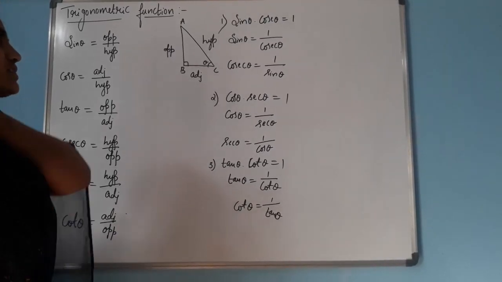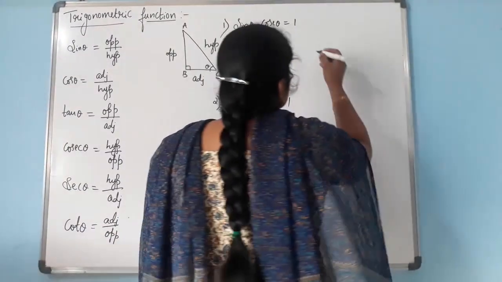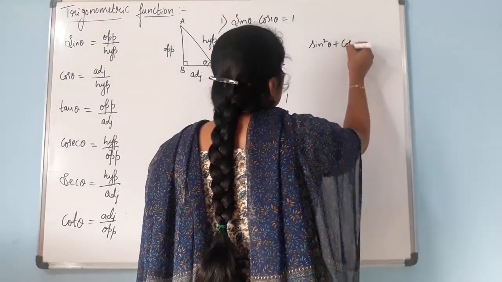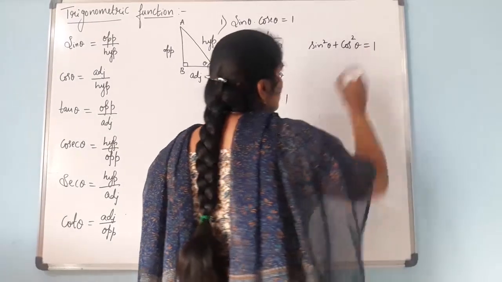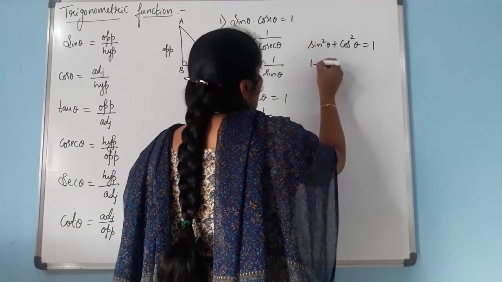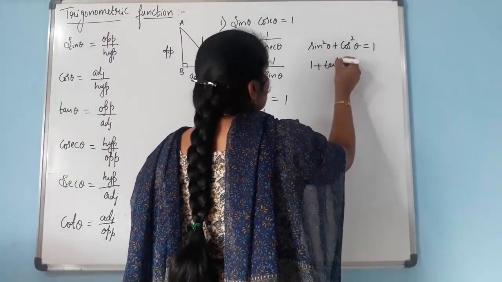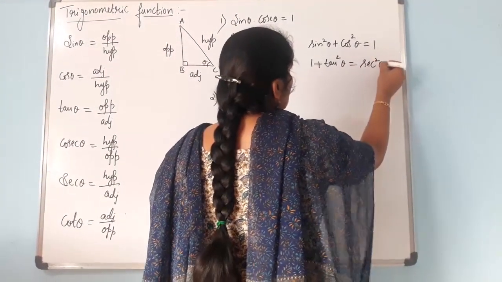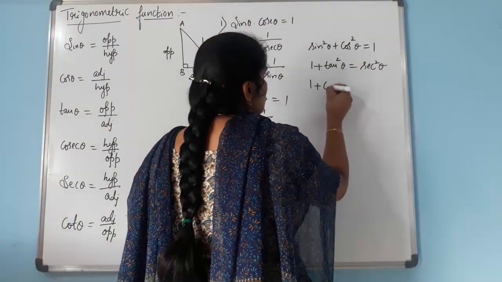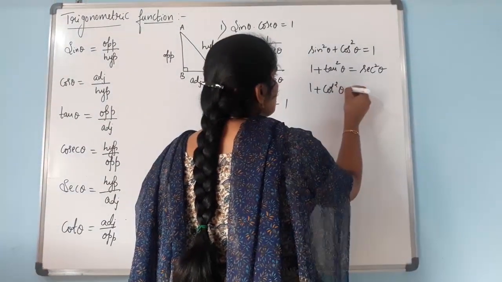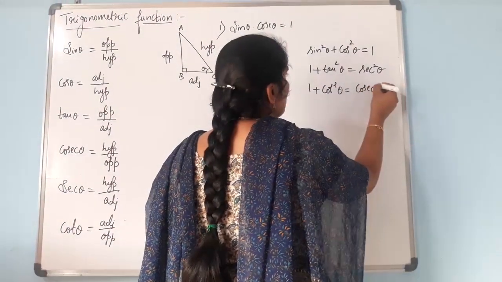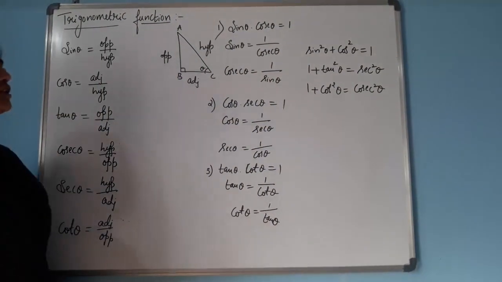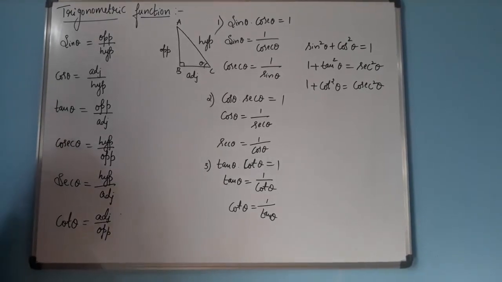And also we have the standard equations. What is sin square theta plus cos square theta? Sin square theta plus cos square theta is always equal to 1. 1 plus tan square theta is equal to secant square theta. 1 plus cot square theta is equal to cosecant square theta. So these are the 3 standard equations of the trigonometric functions, and also we have some formulas.